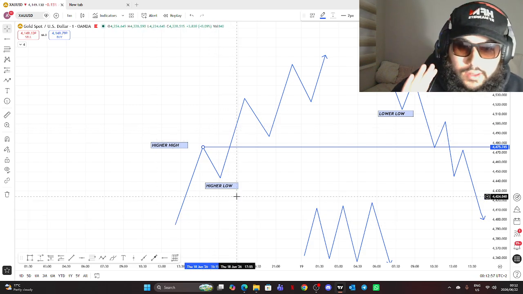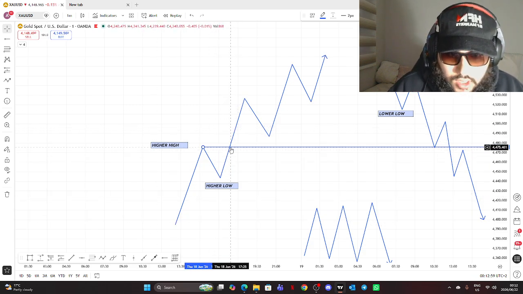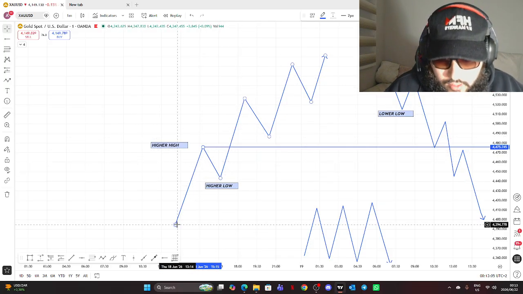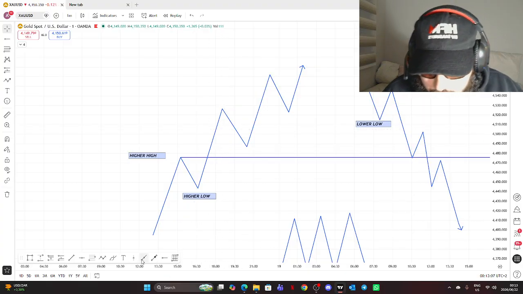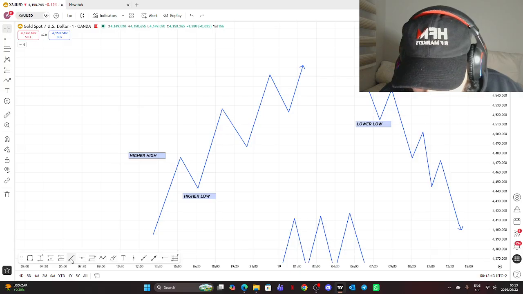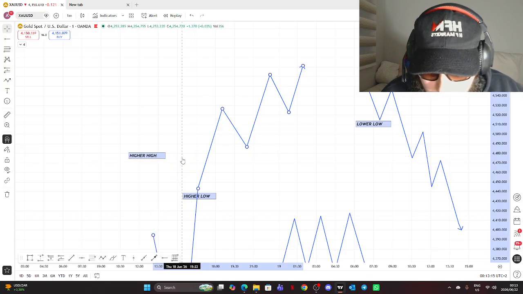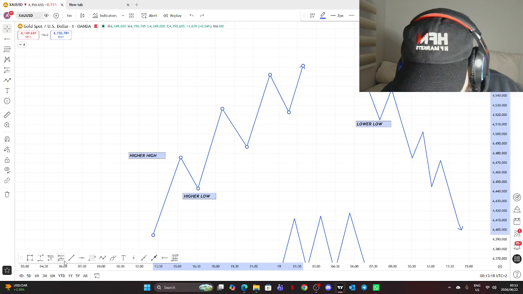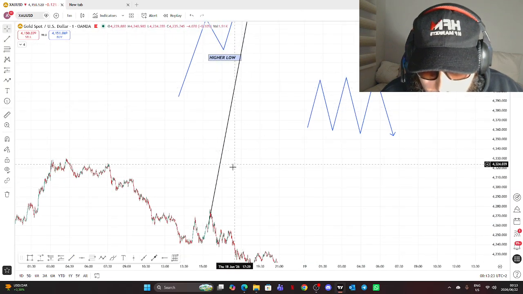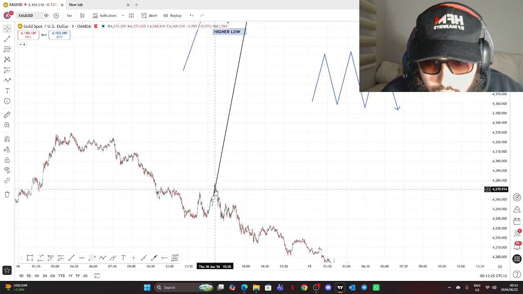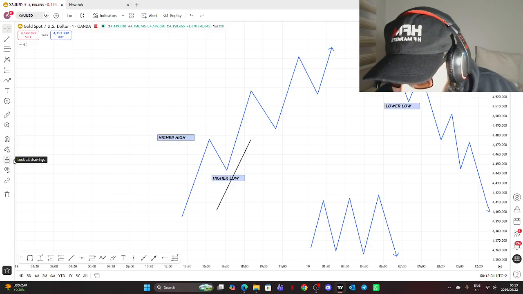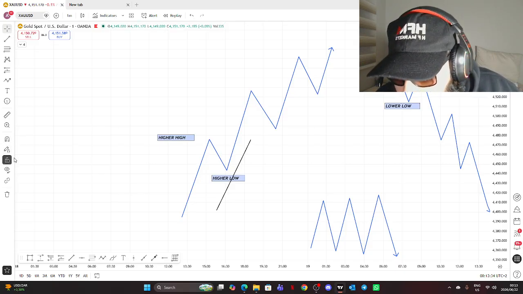Even then, I don't personally take trades straight off a break of structure. I wait for some retest into a fair value gap, then I take a trade. Okay, let's look here again. So this right here, let me just put a smaller line here. What happened there? The magnitude is too strong.